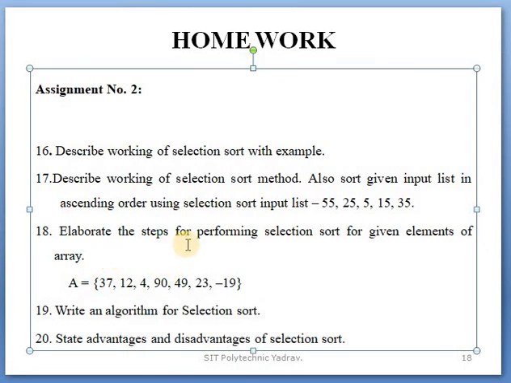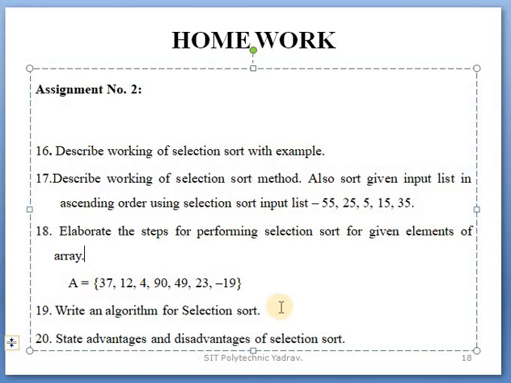In that question we also sort using numbers, but the steps for performing selection sort will be given, meaning you write down your passes or iterations. Another question may ask only to write the algorithm, I think for 2 marks, or only to state advantages and disadvantages, also for 2 marks. That is the kind of questions asked.